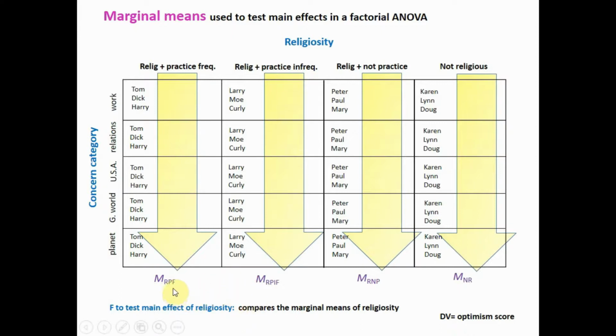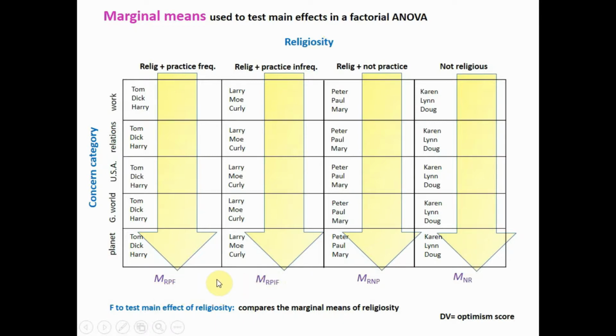Okay, but for now, you just need to know that there's going to be an F value, and it's going to test the main effect of your first factor. And it doesn't matter which factor you want to call first and second. This I called first, but I could have labeled that first. It doesn't matter, okay? All right, so we have religiosity, and this F value will see whether or not there's a significant difference somewhere among these means.